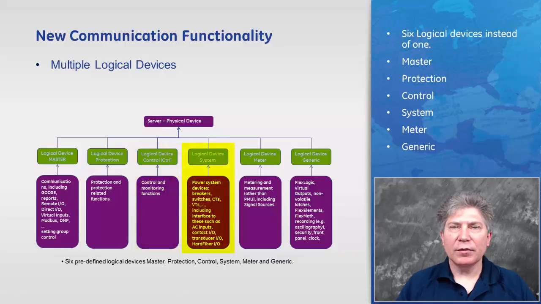The system contains power system devices such as breakers, switches, current transformers, voltage transformers, and so on, including interface to these such as the AC inputs, the contact I/O, the transducer I/O, and hard fiber I/O. Metering contains metering and measurements other than the PMU, including signal sources. General contains flex logic, virtual outputs, non-volatile latches, flex elements, records such as oscillography and data logger, security, front panel, and a clock.